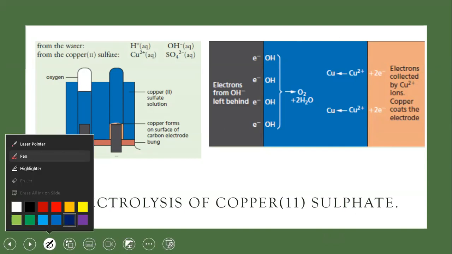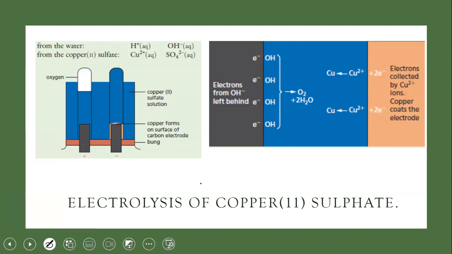If it's copper sulfate solution, I'll write down the ions. What ions can you identify? For water, hydrogen and hydroxide. Correct. And for copper sulfate, copper plus 2 with sulfate minus 2. Correct. Good job.